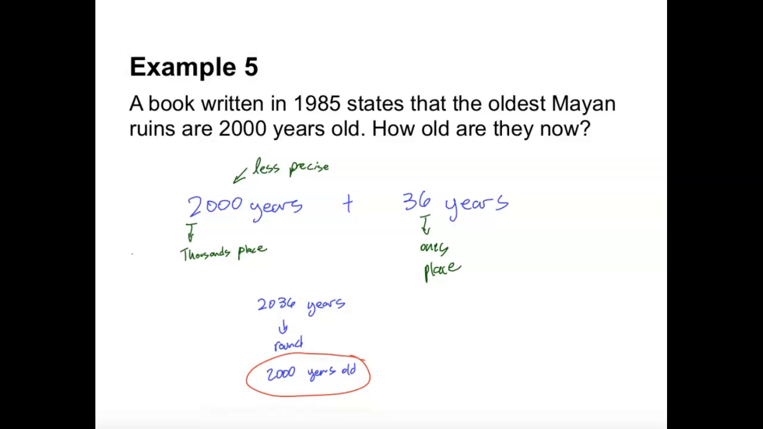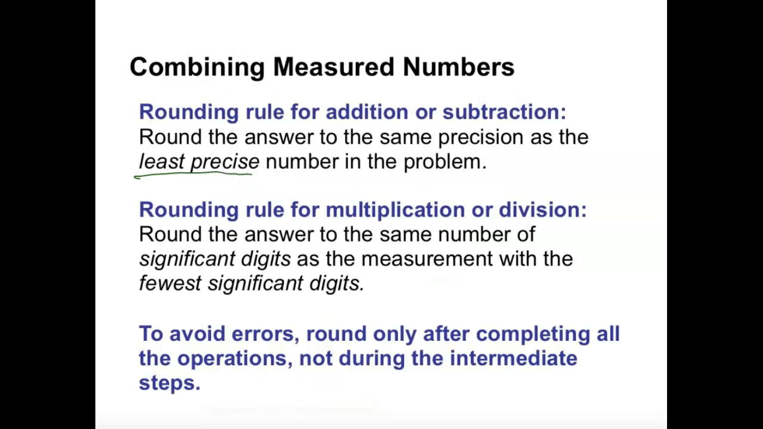Naomi, in what circumstances is rounding not appropriate? Well, it's always appropriate. It just depends. You just have to follow these two rules, right? For addition and subtraction, round to the same precision as the least precise number. And for multiplication and division, round to the number with the fewest significant digits.